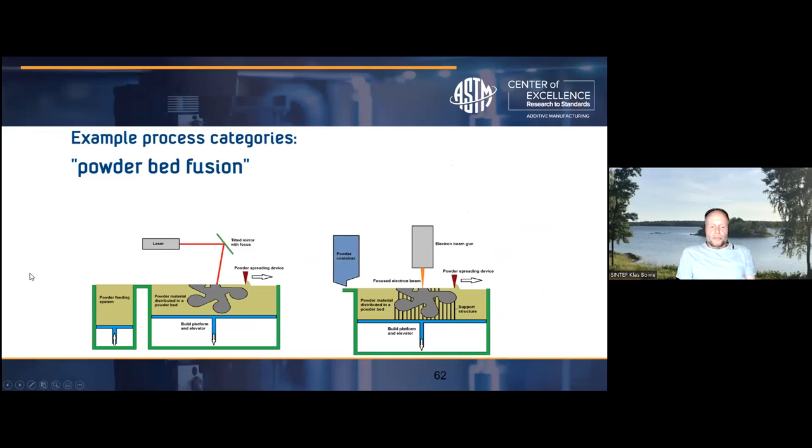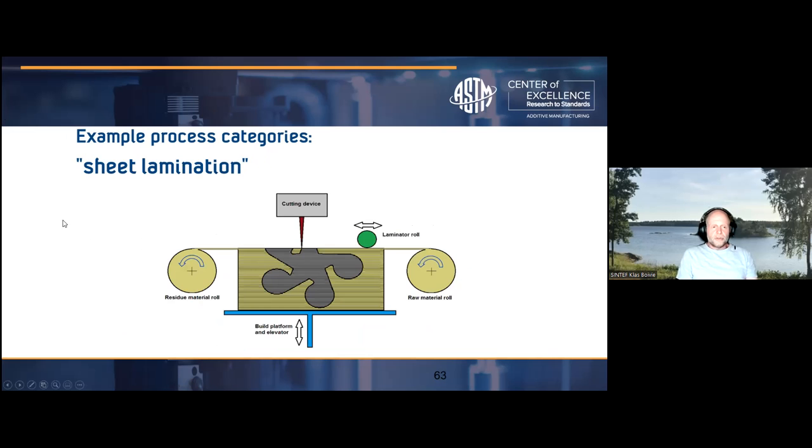Then we have powder bed fusion processes. Also here you spread out a layer of powder, which is fused either by laser or, for example, by an electron beam. If you do metals, you need a support structure that keeps it anchored. If you have polymers, you usually don't need that because you don't have the same kind of shrinkage. These are the most commonly used industrial processes. Then we have sheet lamination, another type of process architecture where you have material, for example from a roll, being spread out, and a cutting device cuts a cross section of the part you wish before you add the next level of the material and you lower the platform in between.